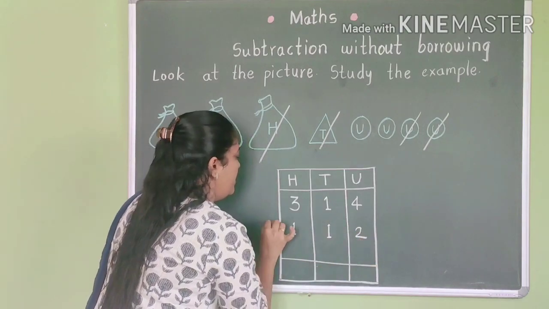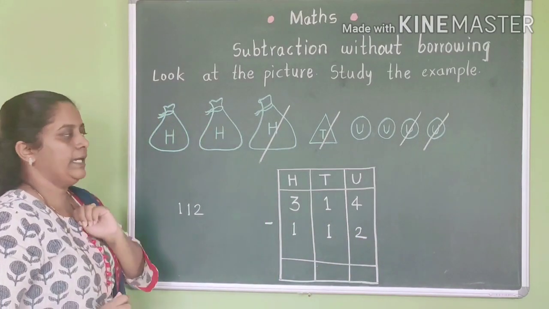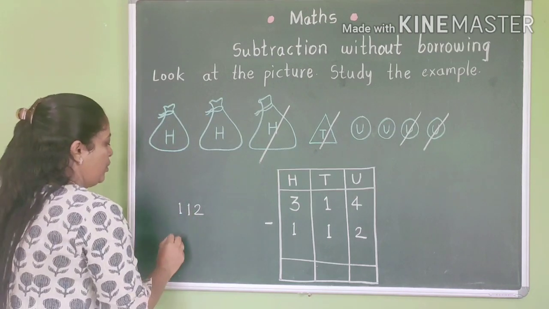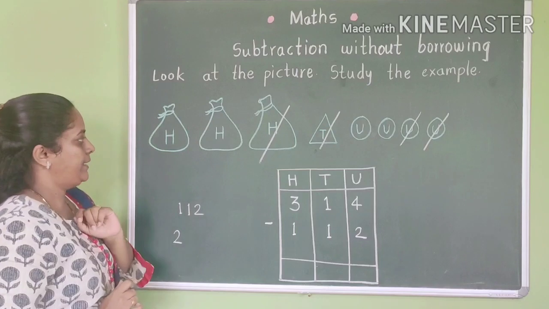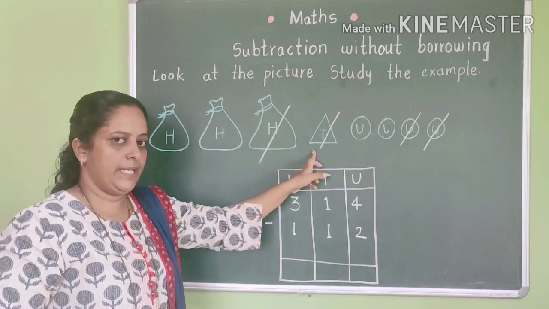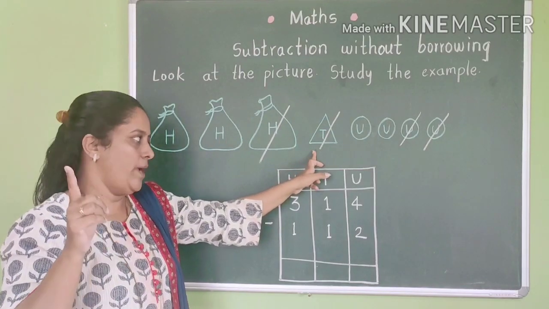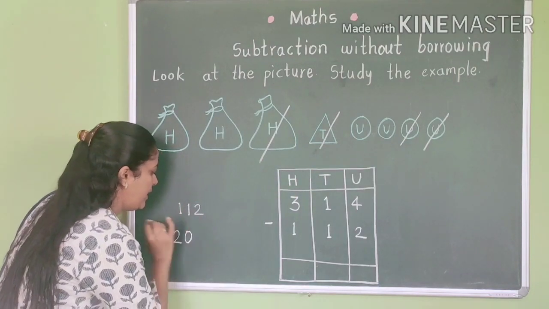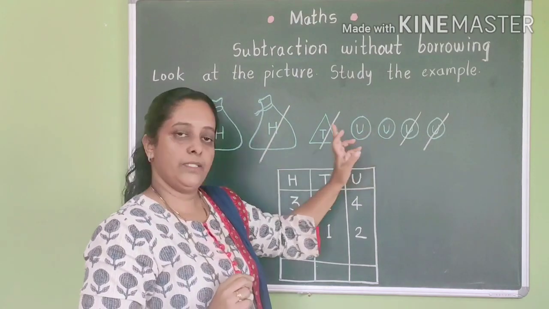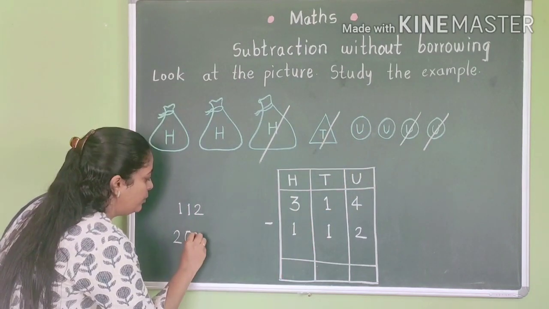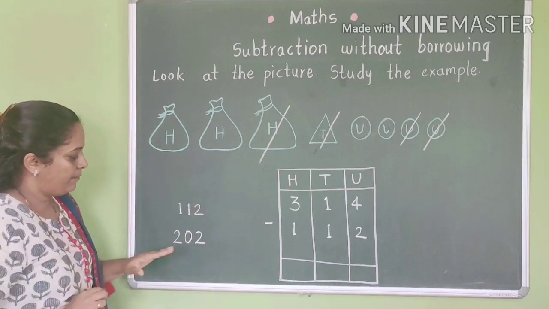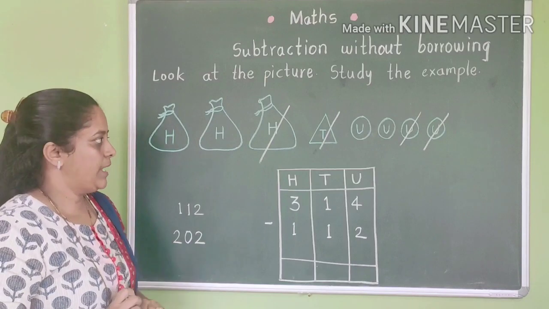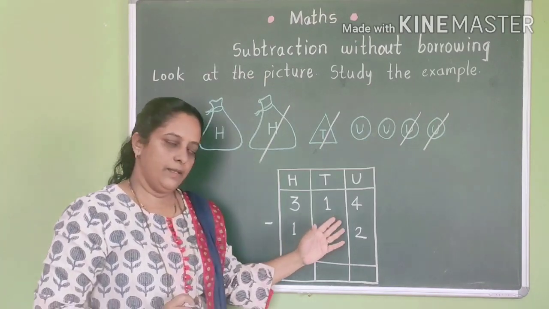Now tell me how many hundreds are remained here? Good. There are 2 hundreds remain. And how many tens? Is there any tens there? No. Very good. There are no tens. So it's 0 tens. And how many units? 2. There are 2 units left. So the number we have get here 202.